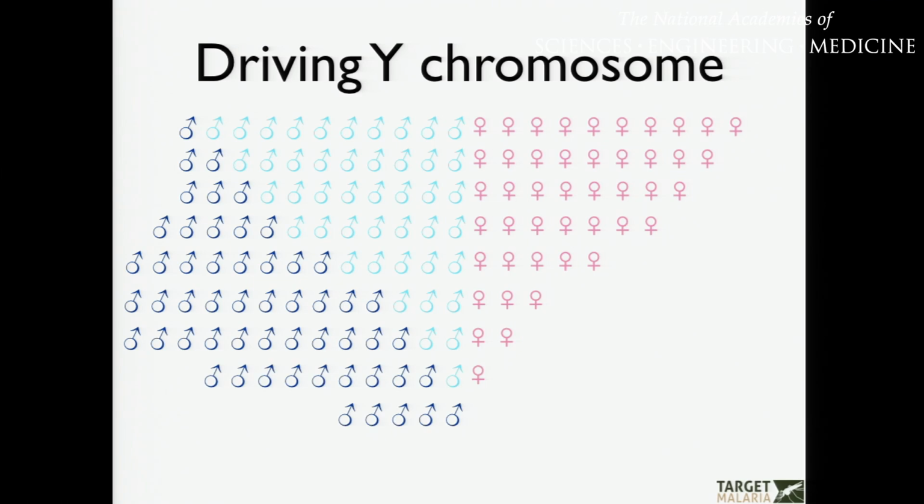and females become more and more rare within the population, until such a point that you've only got males, or there's so few females to support the population, and you get local elimination. That's the case if you've got 100% drive. If you've got a weaker drive, then that can lead to suppression of the population rather than elimination.